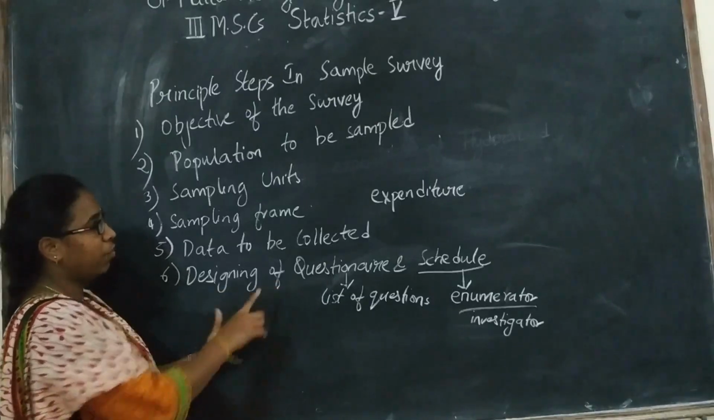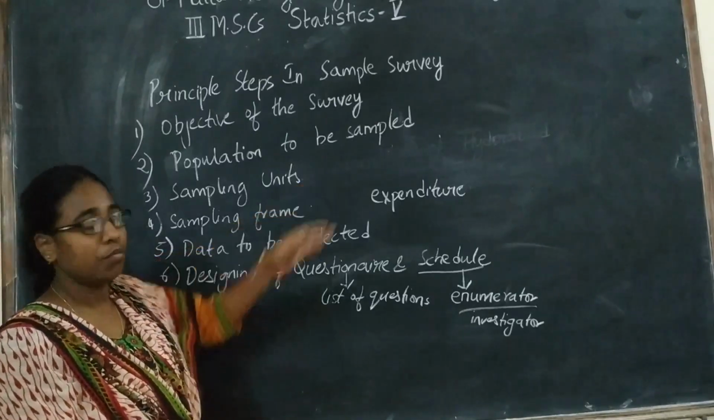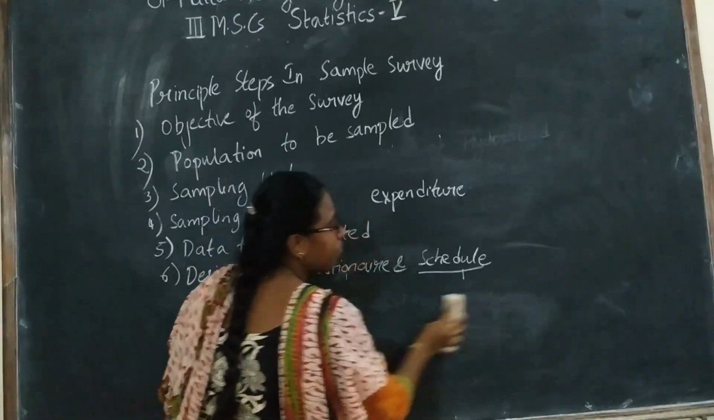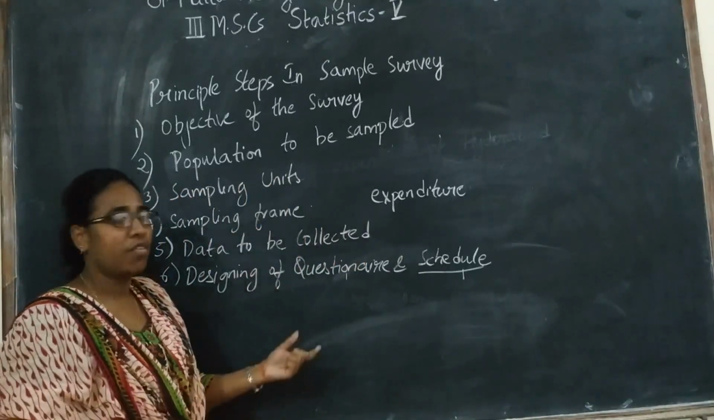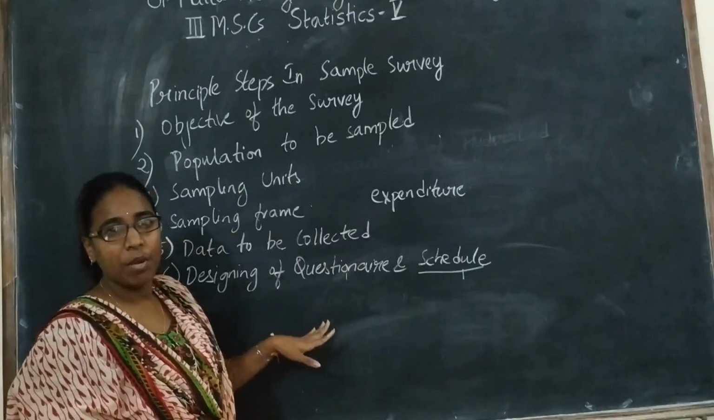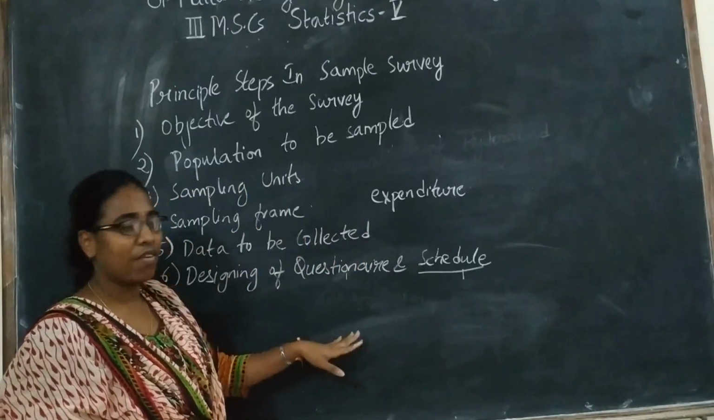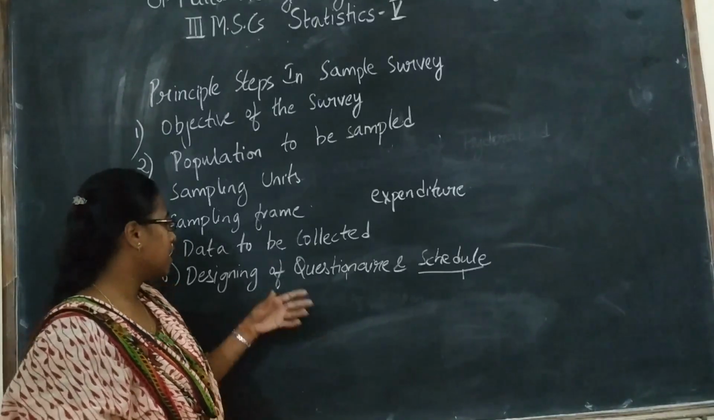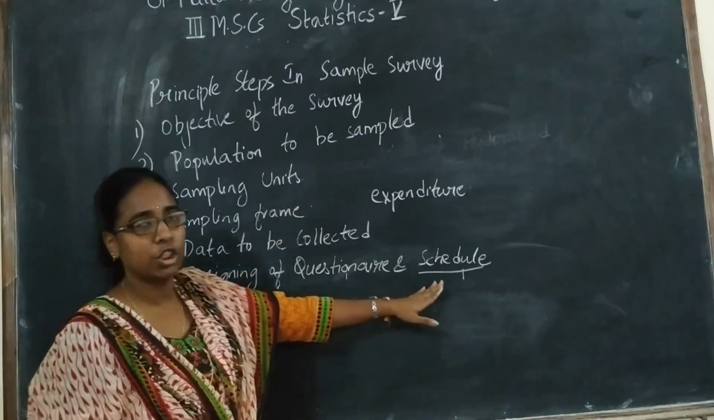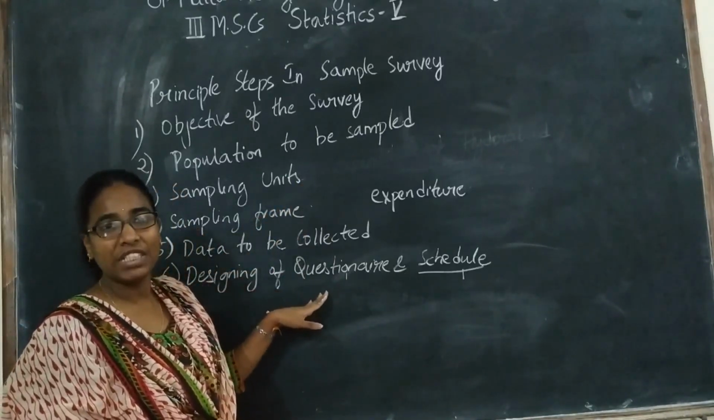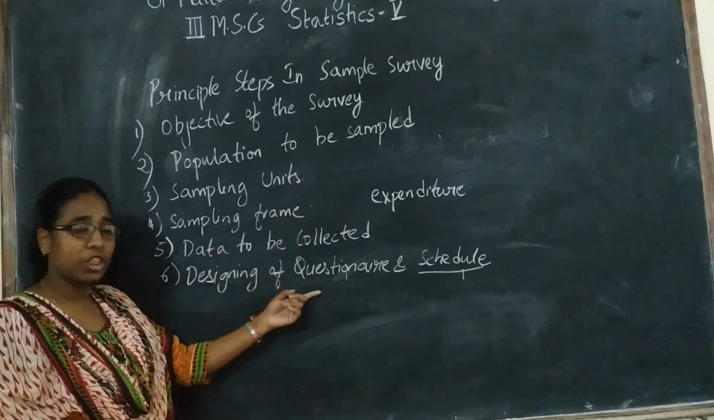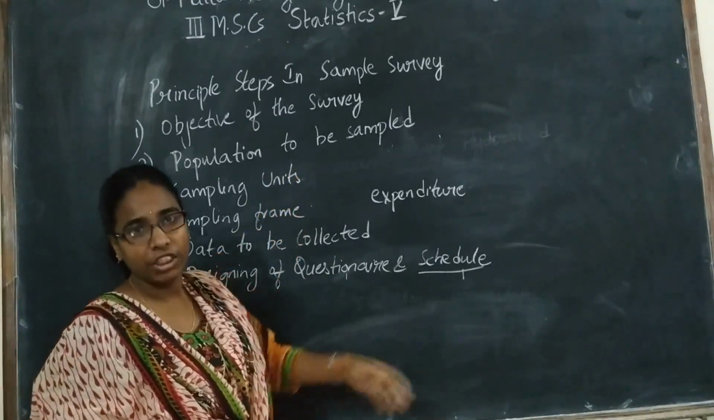Designing of questionnaire means depending on our objective, what questions are needed that should be filled carefully. Suppose you are filling a college form: only your name, personal details, date of birth, family details, and your marks percentage are enough. Similarly, depending on the objective, the schedule or questionnaire should be prepared. There should not be too many unwanted questions. Whatever questions are required for our data, only those should be included in the questionnaire and schedule.